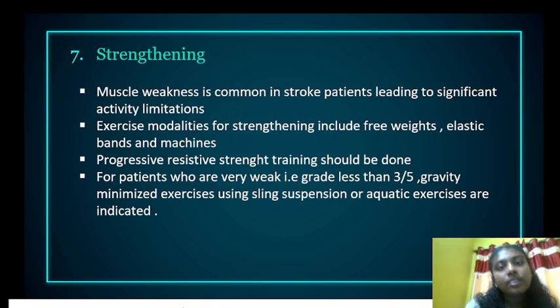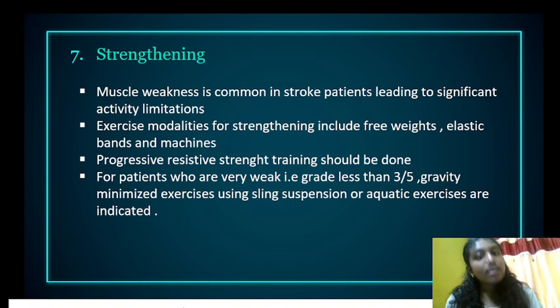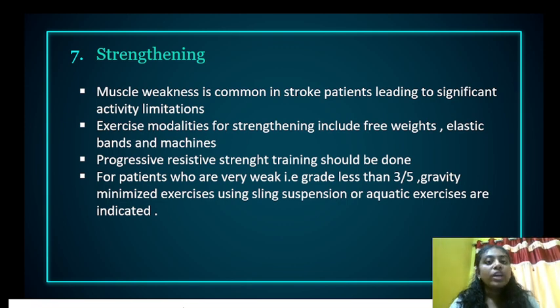Now comes strengthening. Strengthening also should be task specific. Muscle weakness is very common in stroke patients, leading to significant activity limitation. That is, the patient may not be able to climb the stairs, may not come to sit to stand position. So strengthening is very important in this case.